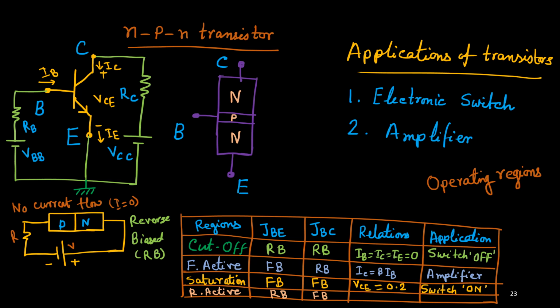We have one more operating region, called the reverse active region. This is just the opposite of the forward active region. Here also one junction is forward biased and the other is reverse biased. In this case, the base-collector junction is forward biased and the base-emitter junction is reverse biased. However, this reverse active region is rarely used. I'll show you its application when we design the totem pole TTL NAND gate, where you can find this reverse active region. Now we'll skip this part.